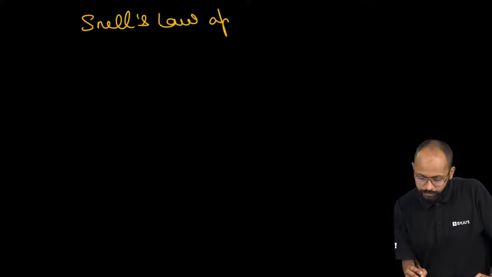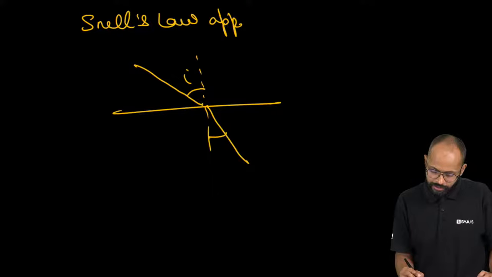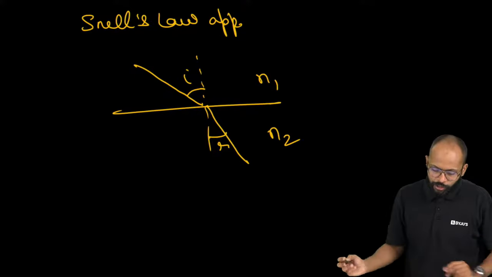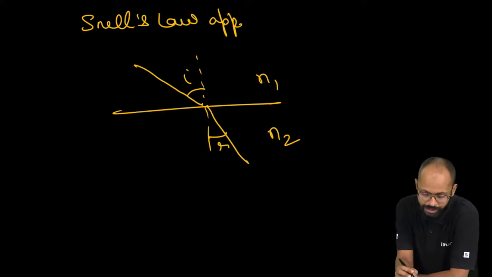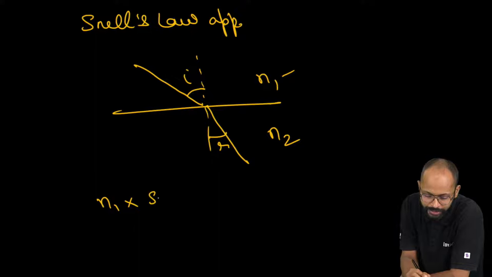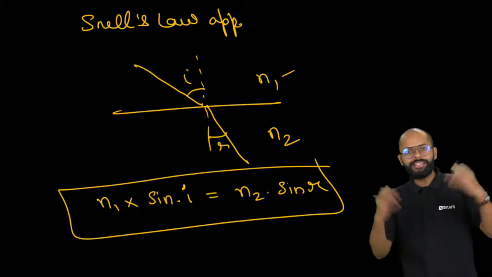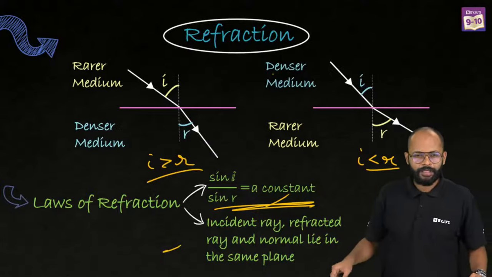Snell's law application. Let's say this is your medium, with angle of incidence I, and it is bending to angle R. Forget about which is rarer or denser. The refractive index is N1 here and N2 there. To apply Snell's law without any mistake or confusion, simply write N1 multiplied by sine of the angle in that medium, sine I, equals N2 multiplied by sine of the angle in that medium, sine R. Use it like this, and wherever the light is going, you will never make a mistake. Otherwise mistakes happen. I have explained this multiple times.